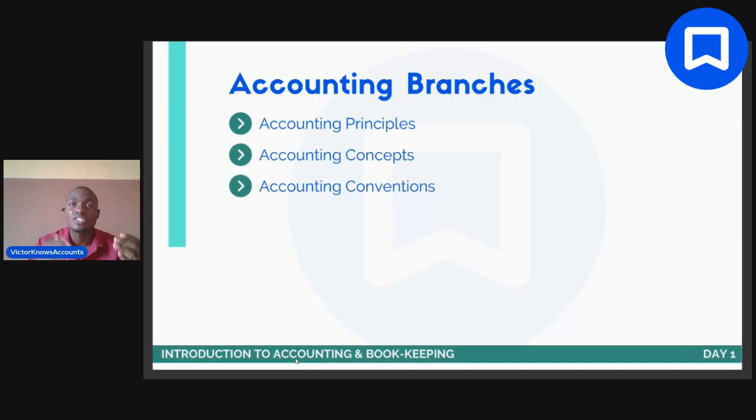Now, as a business, you are supposed to pay tax to the government. So taxation is that branch of accounting that helps you to ascertain the actual, correct amount to pay to the government as tax for the business. Do we understand that? All right. So that's taxation. Now, another one is public sector accounting.